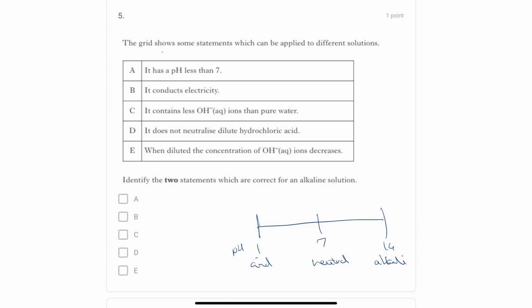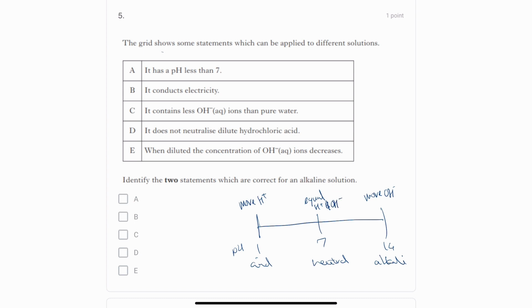And then I also like to put on the ion concentrations. So for an acid, you've got more hydrogen ions. For an alkali, you've got more hydroxide ions. And for a neutral substance, you've got equal concentrations of both of them. So then we can go through the statements.